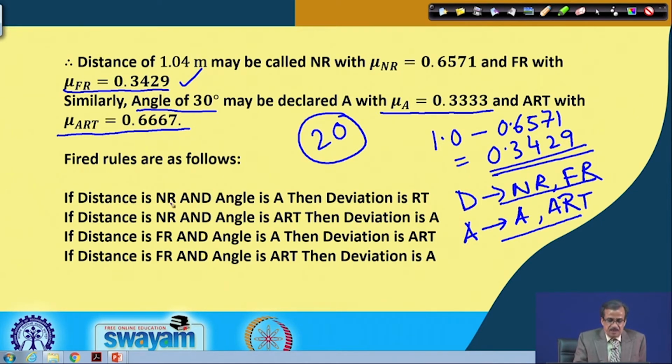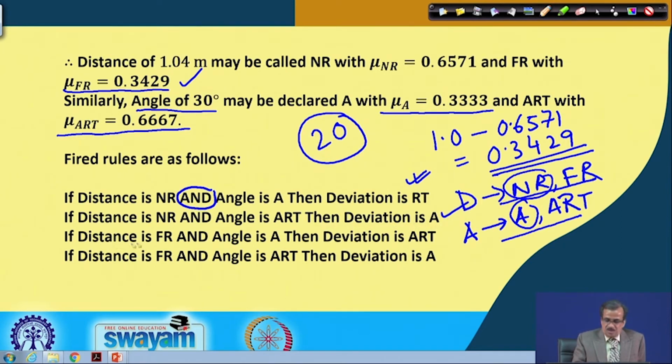The first fired rule is: if distance is near, and now as I have already mentioned, this particular AND is actually the AND operator, not the conjunction, and that is why you have to write it in capital, and angle is A, then deviation is right. So, this is actually the first fired rule. So, I am using the NR and A combination. Now, I will have to use the NR and ART combination. That means, if distance is NR and angle is ART, then deviation is ahead. So, this is nothing but the second fired rule.